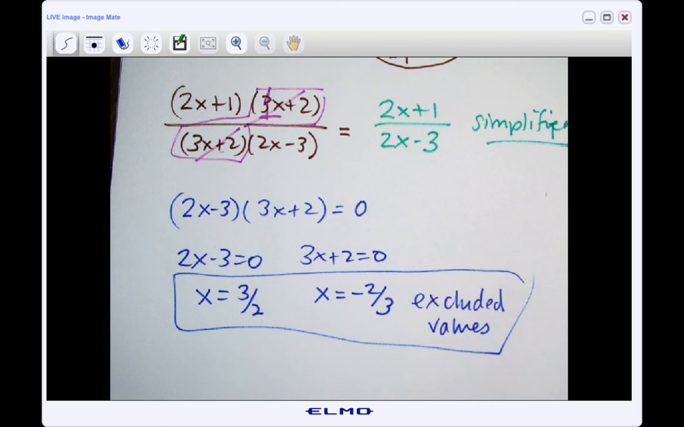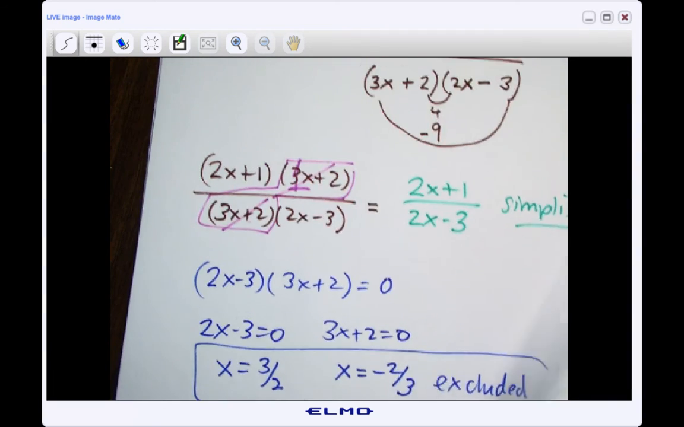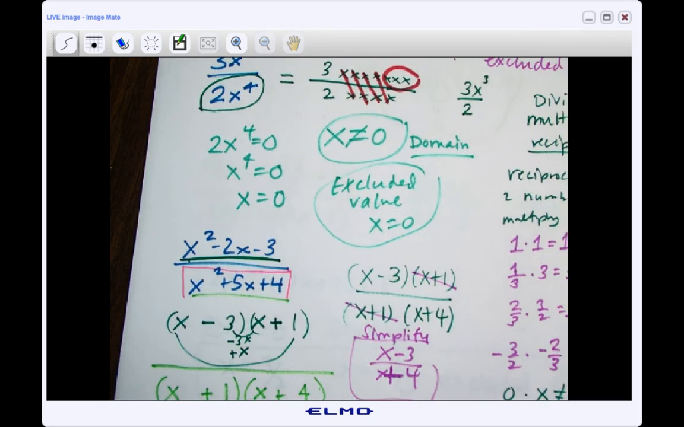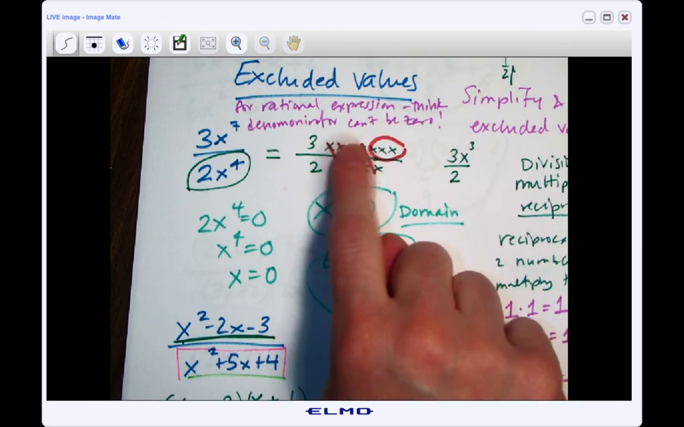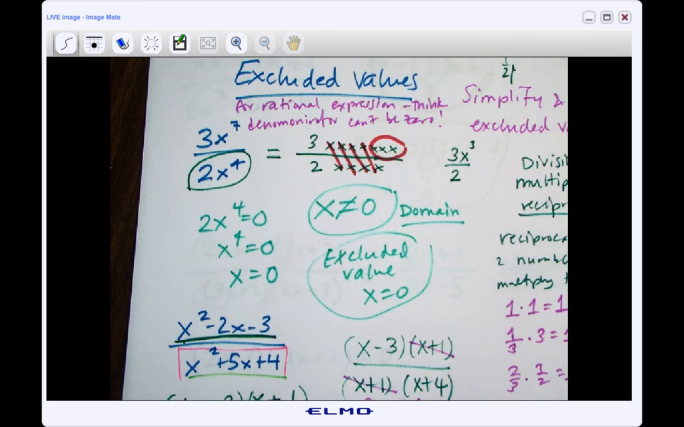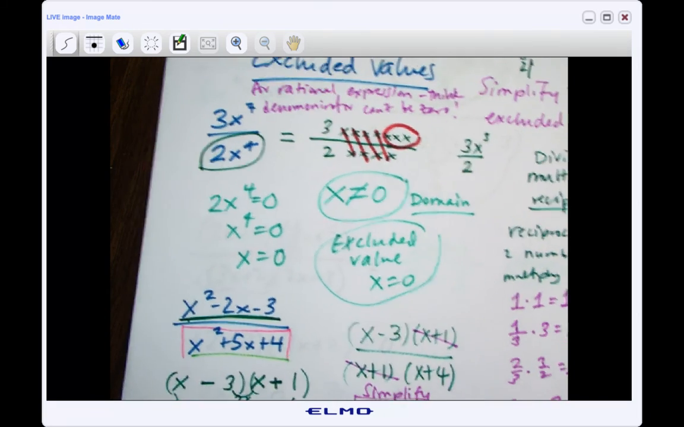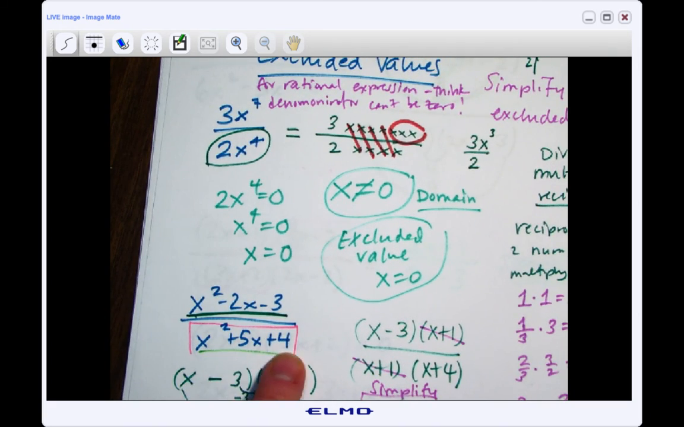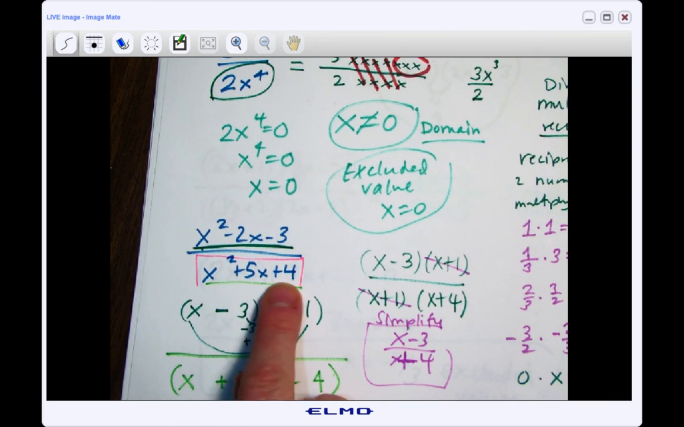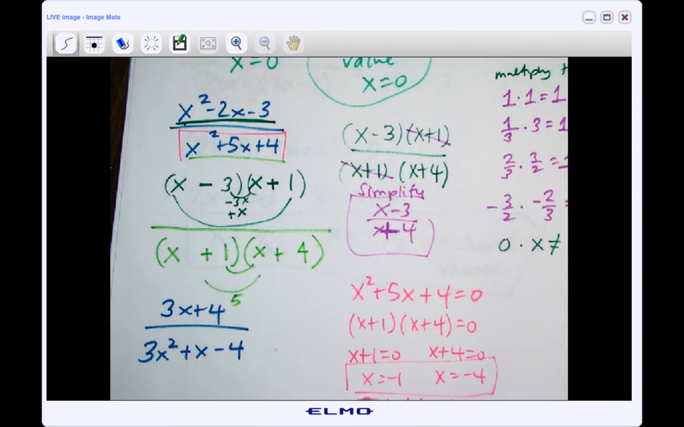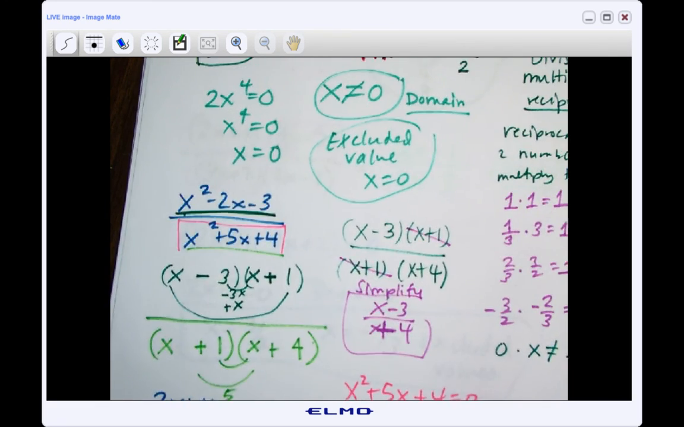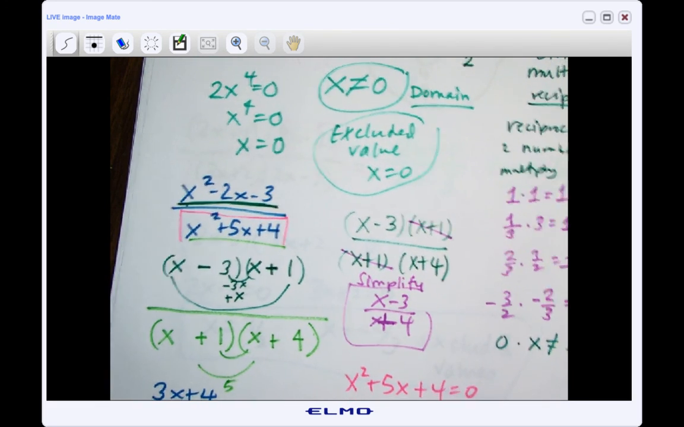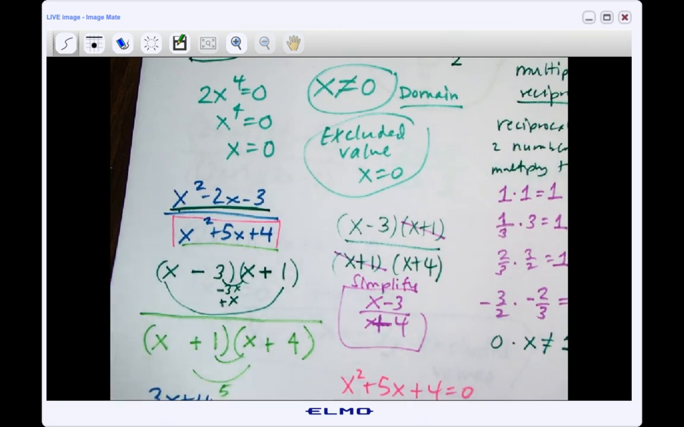Okay? So basically, to sum up, what are we doing when we're simplifying and finding our excluded values? You're finding the factors that are common on the top and the bottom and canceling them out or dividing them and making ones out of them. Then you're setting the original denominators equal to 0 and figuring out what values make those denominators come out to be 0. And you're calling them excluded values because they're ones that we can't use. We're excluding them from our choice of numbers for x, or our domain.